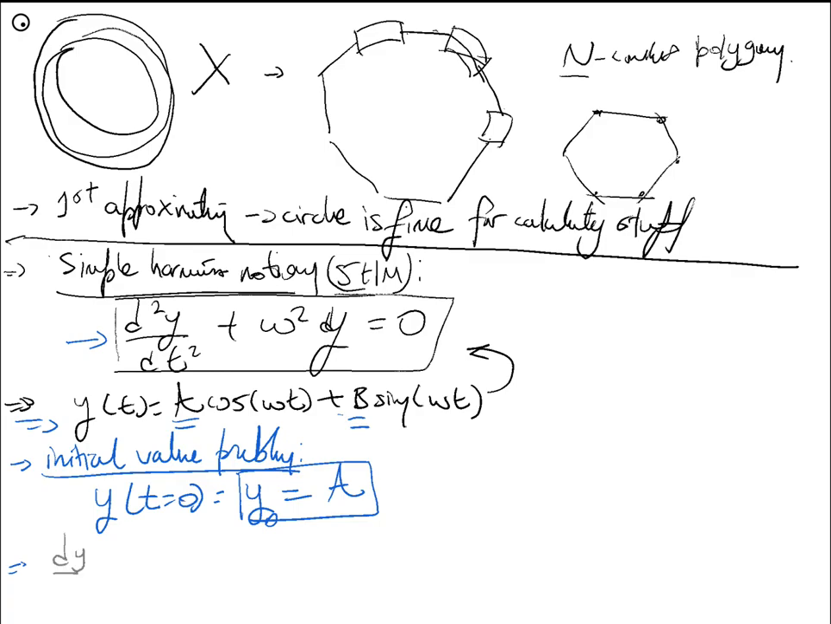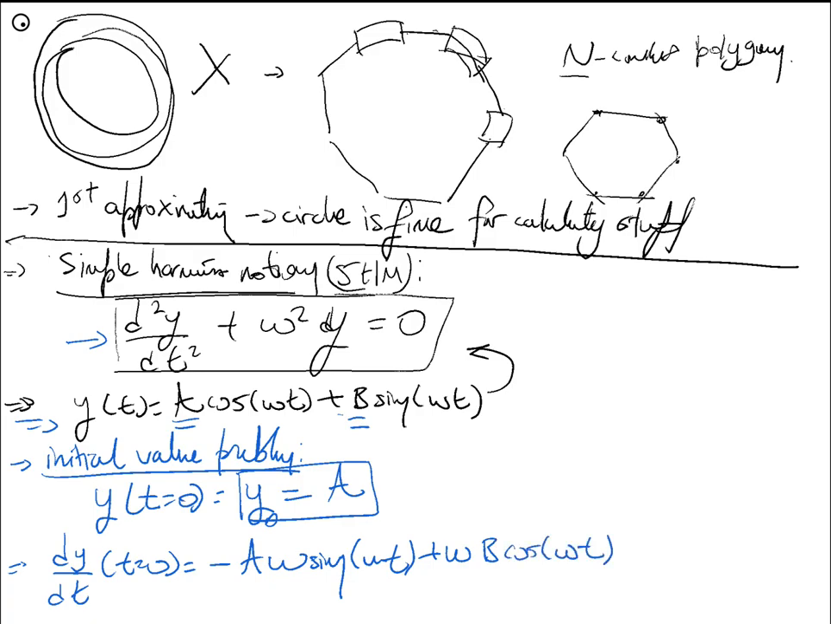To find the second one, we have to take the derivative, dy dt, at t equals 0. And this will give us negative a omega sine omega t plus omega b cosine omega t. And if we plug in time equals 0, and we can label this as y dot 0, first derivative of the solution at 0, then we will get omega b. So we found now b is y0 dot over omega.